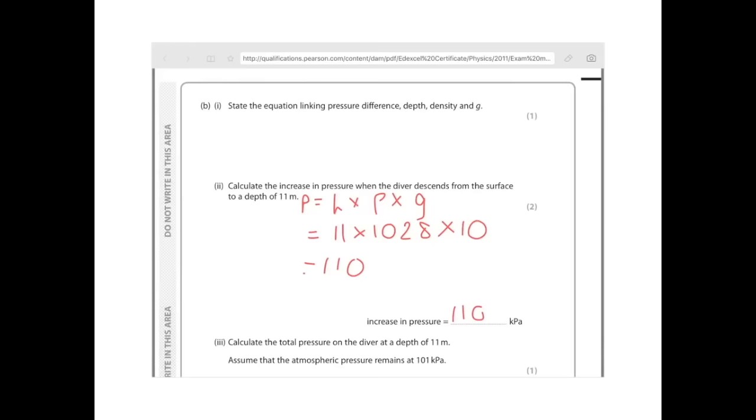Well, because it's worth only 1 mark, they've only given you a small gap. You shouldn't be doing any proper calculations here, so no substituting into equations. You simply need to add together your previous value to the atmospheric pressure. So that's 101 plus 110, which equals 211 kilopascals.